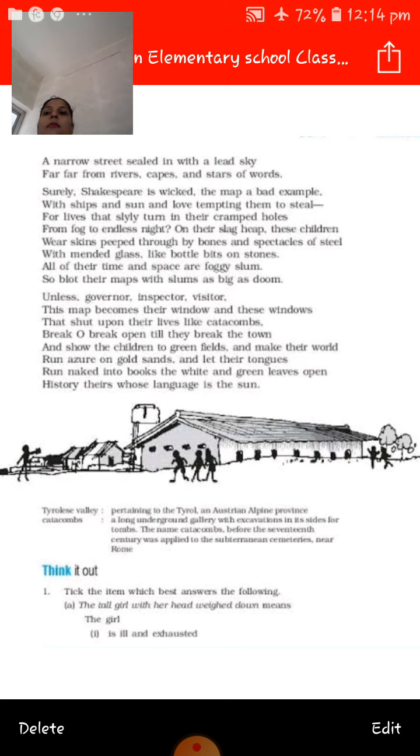He wants them to get better surroundings and better opportunities to study. That is why he mentioned each and everything in this stanza, how to give them elementary education in a better way, and how we can improve their economic condition. So students, this is your poem.